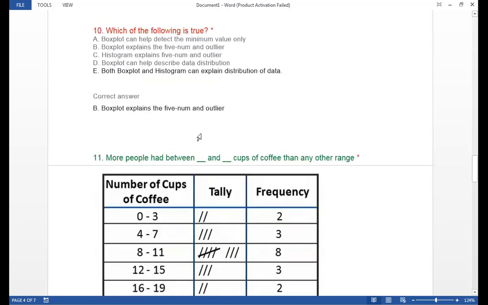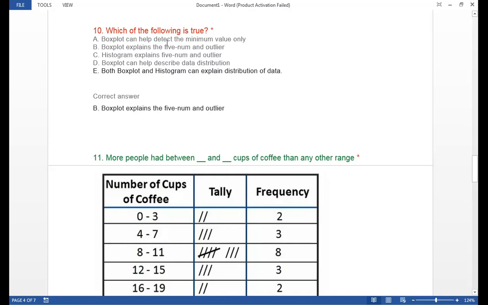Yes. The next question, which of the following is true? Box plots can help detect minimum value only. Box plots explain the 5 norm. Consider this thing. The answer is the box plot explains the 5 norm and outlier. Option A would have been correct, but the question says only, and this is what makes option A wrong. Box plot does not only detect the minimum value alone. No, there are so many things box plots are used to detect. Option B, it explains the 5 norm and the outlier.